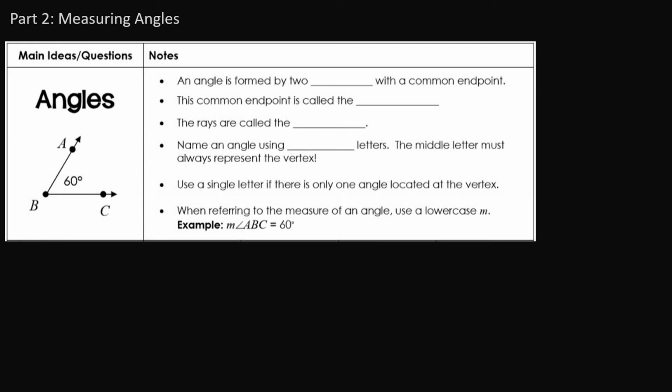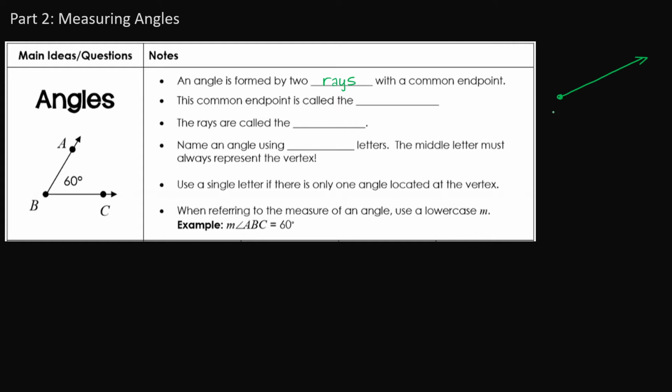Right, so let's define angles. An angle is formed by two rays with a common endpoint. And a ray, let me just draw a ray off to the side here. A ray is kind of like in between a segment and a line. It has an endpoint, and the rest extends forever.